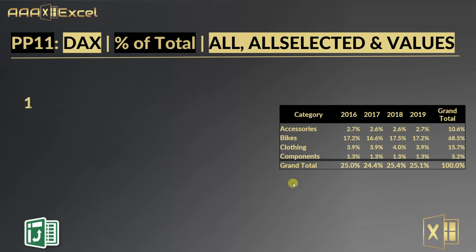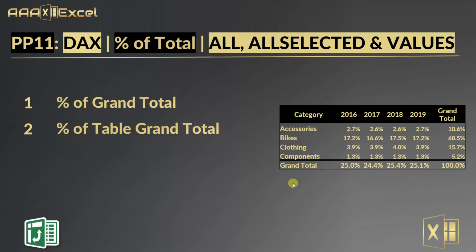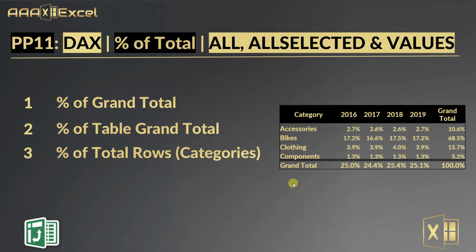So during the video, we're going to see how we can calculate the percent of the grand total. Also, we're going to see how we calculate a percent of the table grand total, and we'll see the difference between these two. Also, we're going to see how we can calculate percent of total rows. In this case, it will be percent of the total categories. And finally, we're going to see how we can calculate percent of total columns. In this case, it will be a percent of the total year. Let's jump directly to Excel and see how we can do this together.